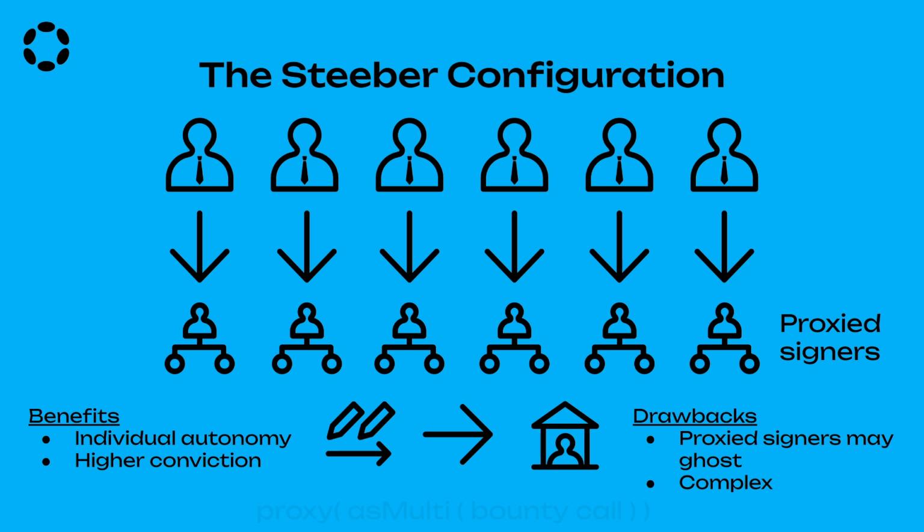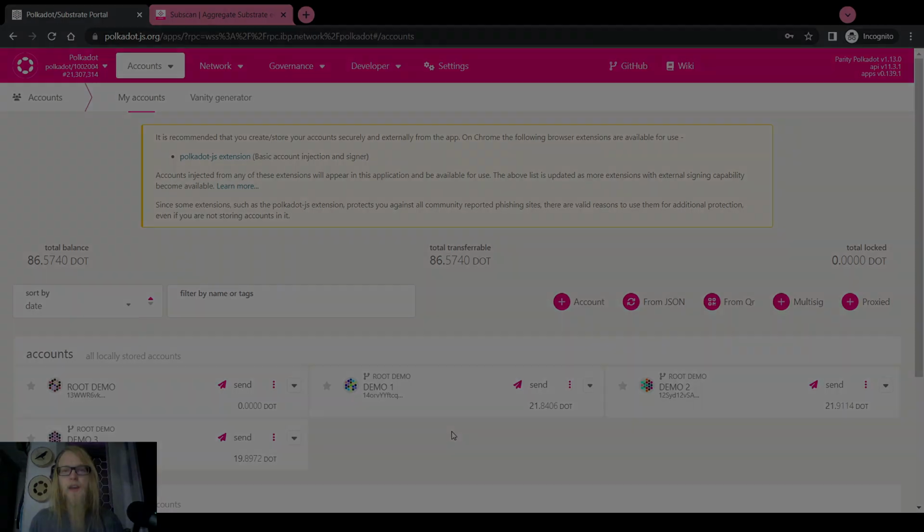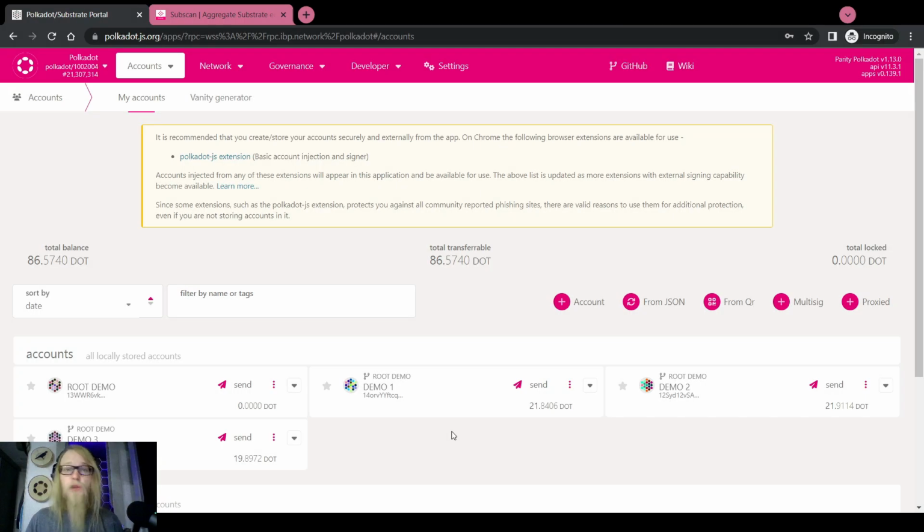In this configuration, each bounty call must be wrapped in an asMulti or approve asMulti, which itself must be wrapped in a proxy call to each individual's proxied signer. No matter which configuration chosen, either listed here or otherwise devised, any can manage a bounty just fine. So let's dive into a demo where we combine everything we've learned so far. It is time for the grand finale, where we look at all the concepts we've learned today and combine them into understanding how Polkadot bounties are managed.